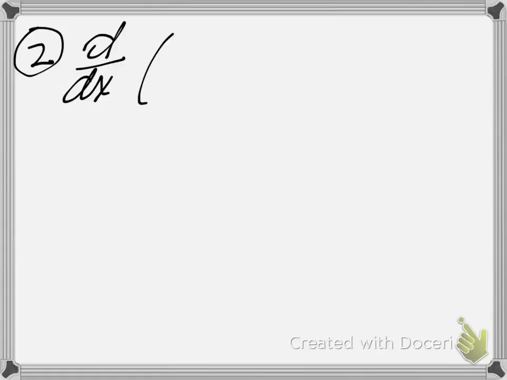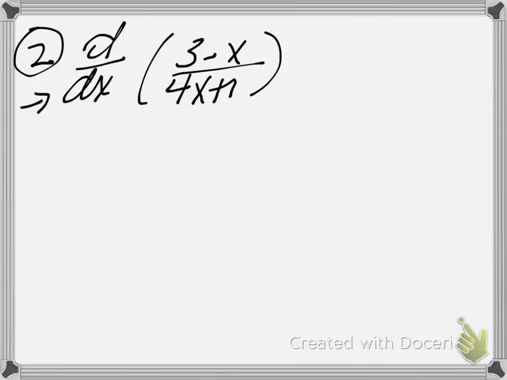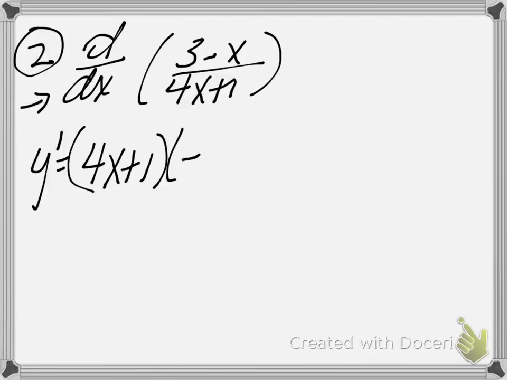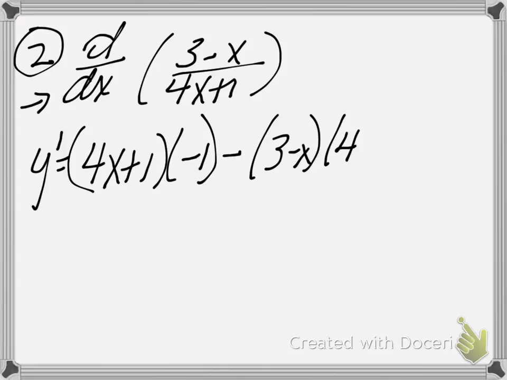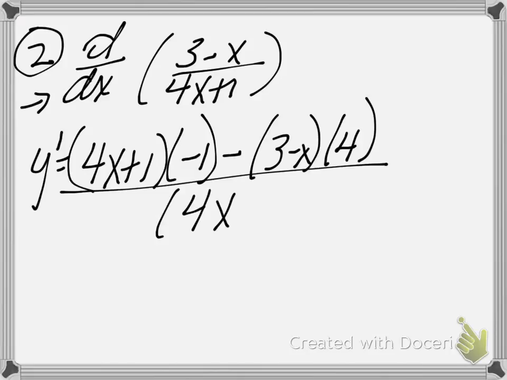Okay, so now I'm on the sheet, which is 2 through 7. So we're doing, I said you don't have to do number 1. So number 2 says this. And this notation just means take the derivative. So this is a quotient rule. So it's the bottom times the derivative of the top minus the top times the derivative of the bottom all over the bottom squared.